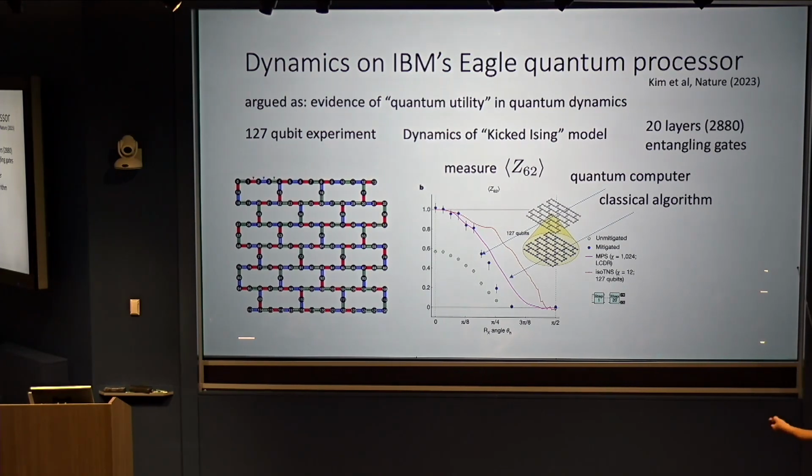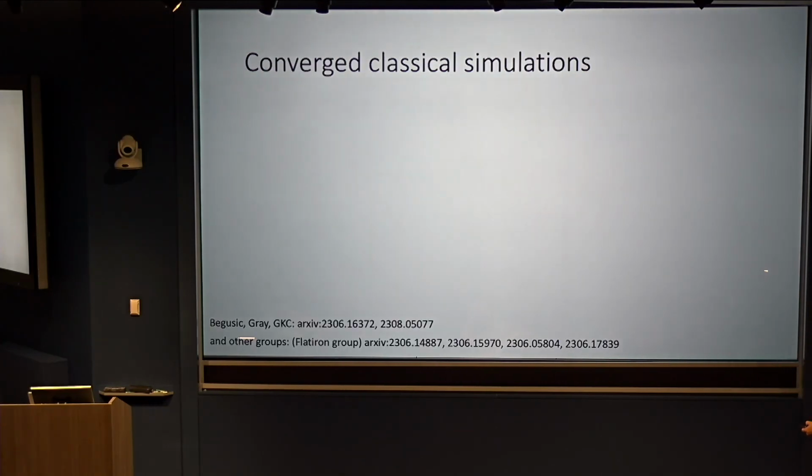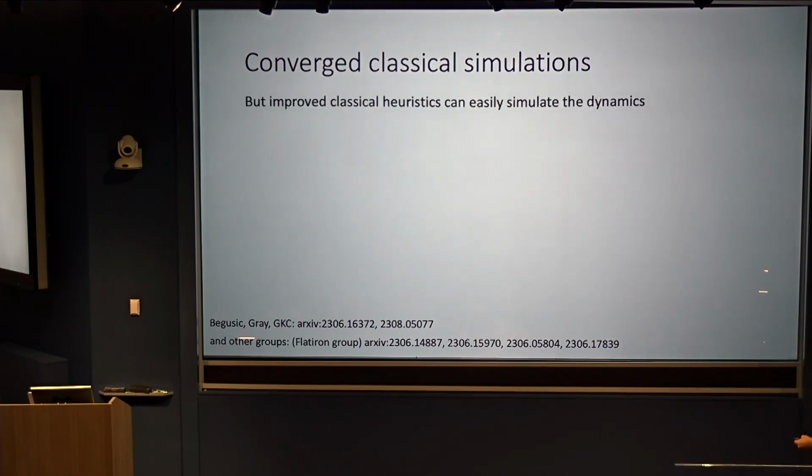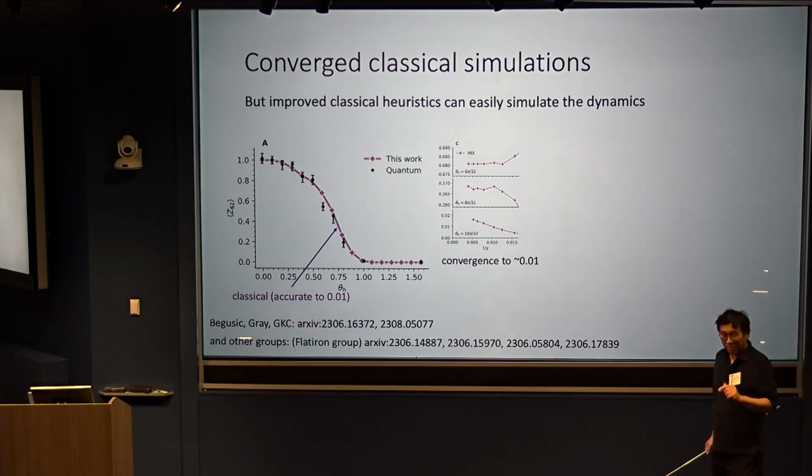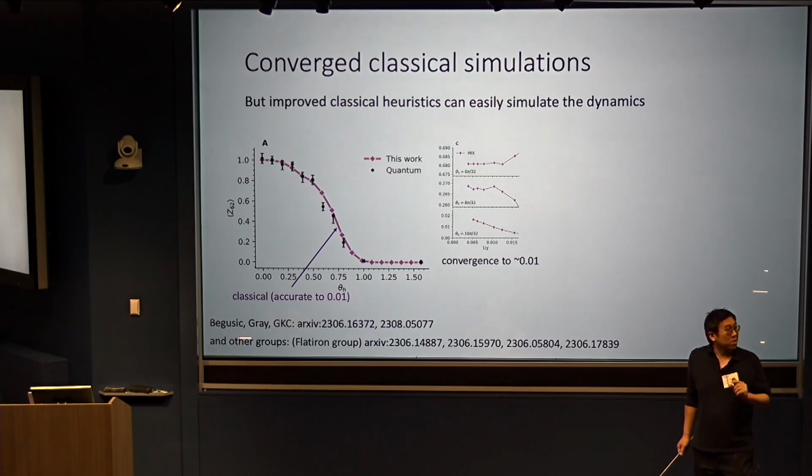But what happened after this paper appeared was that, of course, people decided that they should just improve their classical heuristics. And so very quickly, a number of groups, including at the Flatiron, including my group and several other groups around the world, showed that it's in fact very easy to simulate the dynamics that we just saw. And not only can you simulate it very easily, you can simulate it far more efficiently, far more accurately than the quantum computer managed to do in that particular experiment.